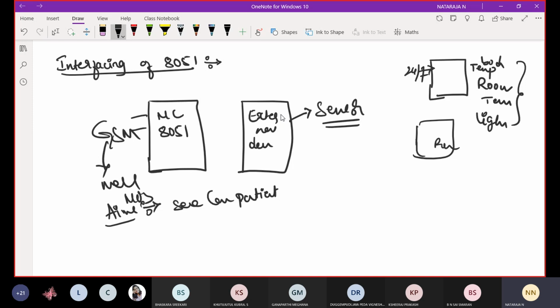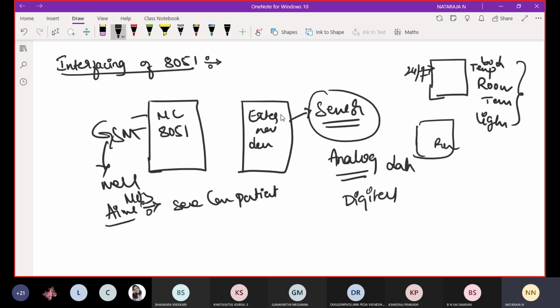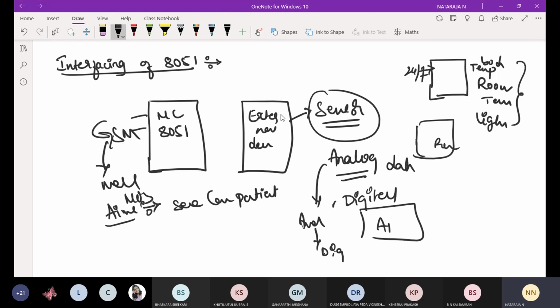Okay, for that I need to take these sensors. Sensors are in the form of analog data, but our microcontroller will understand only digital data. That is why first of all I need to take my analog raw data and convert it into digital. For that, I need to discuss the analog to digital converter.